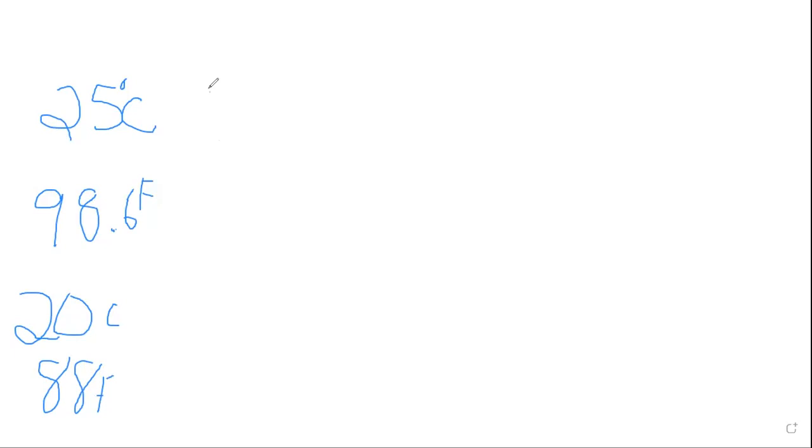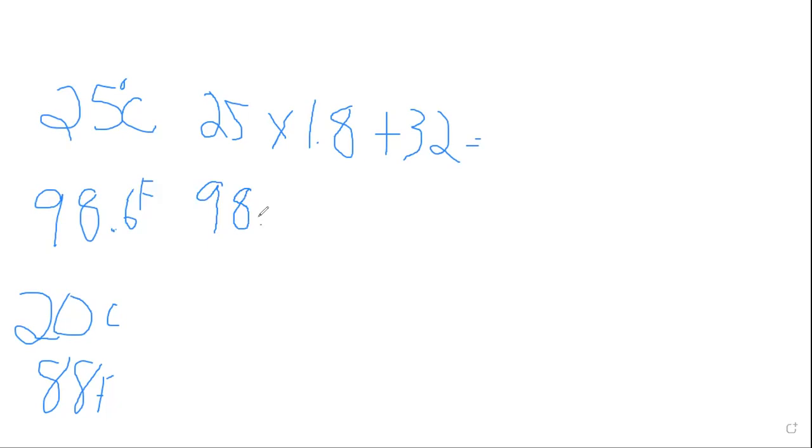Okay, so for Celsius, it's going to be our Celsius degrees. And we'll set all the problems up first, which is 25 times, remember, 1.8. And then we're adding our 32. And that will give us our Fahrenheit temperature. Okay, for Fahrenheit, we're going to do the subtraction first. So we take our 98.6, we'll subtract our 32, and then we're going to divide by 1.8.